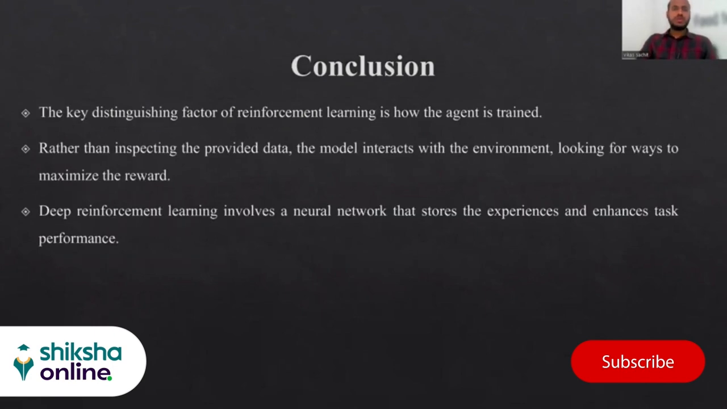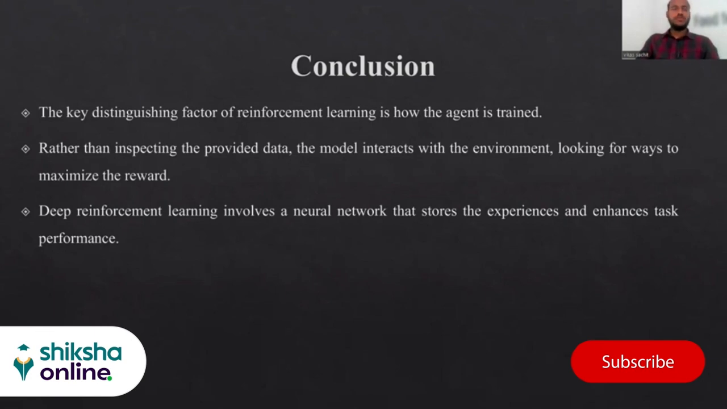Now to the conclusion. The key distinguishing factor of reinforcement learning is how the agent is trained. This makes RL distinct from ML or deep learning. Rather than inspecting the provided data, the model interacts with the environment, looking for ways to maximize the reward. It will not learn from the data; it will try to interact with the environment and thereafter learn. Over a period of time, it will improve its efficiency.